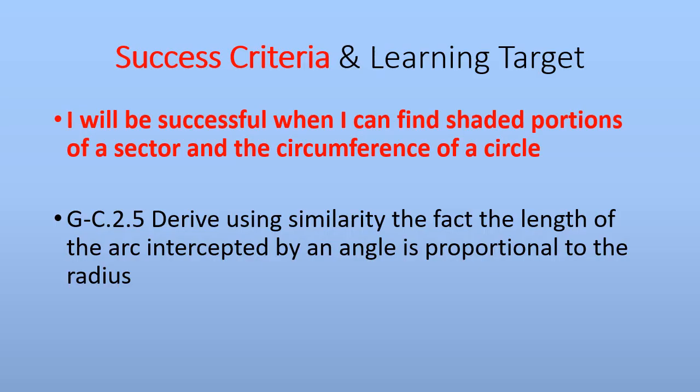So the success criteria is you'll be successful when you can find shaded portions of a sector and the circumference of a circle. So it's kind of a two-parter in here. And the learning targets: derive, using similarity, the fact that the length of the arc intercepted by an angle is proportional to the radius. Okay, so the problem we're looking at, page 4, number 10.